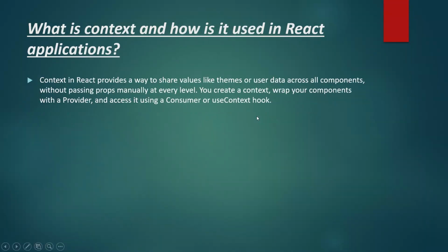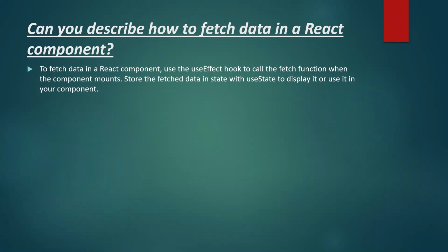Now let's move to a different question. What is context and how is it used in a React application? Context in React provides a way to share values like themes or user data across all components without passing props manually at every level. You can create a context, wrap your components with a provider, and access it using a consumer or the useContext hook.